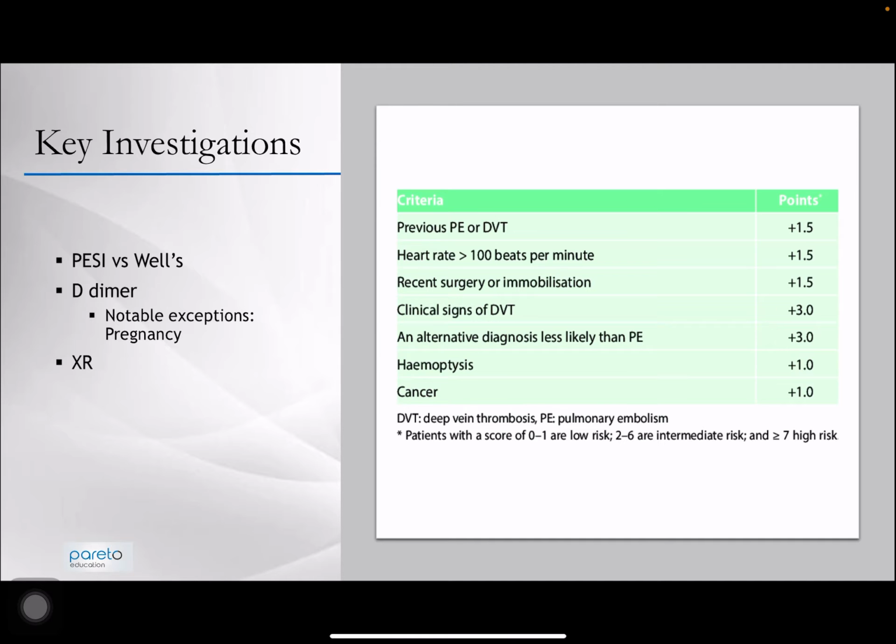D-dimer serves some function. Of course, a raised D-dimer makes you suspicious, especially in the absence of other diseases, as to whether someone's got a PE or not. Notable exceptions to note, of course, are pregnancy. If someone is pregnant and they've got a high Wells score, then D-dimers aren't very useful with regards to investigating a PE. So don't be derailed with a D-dimer. An X-ray is the mainstay of PE investigation, and that's more to ensure that they haven't got any other causes for their symptoms, such as a lower respiratory tract infection.